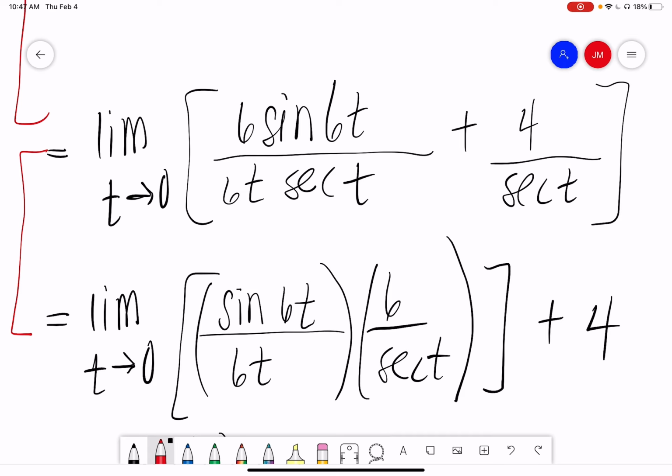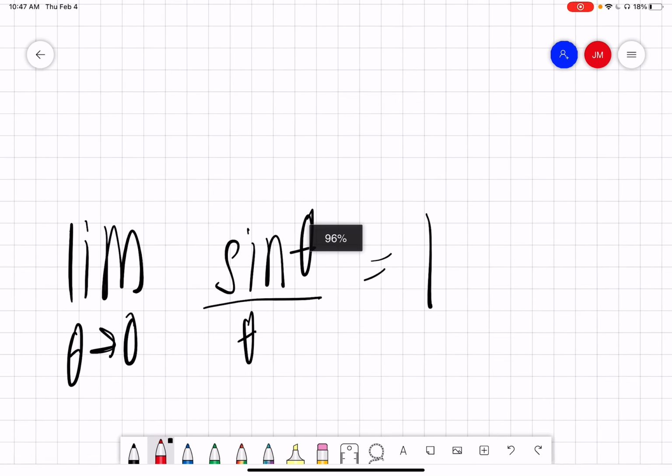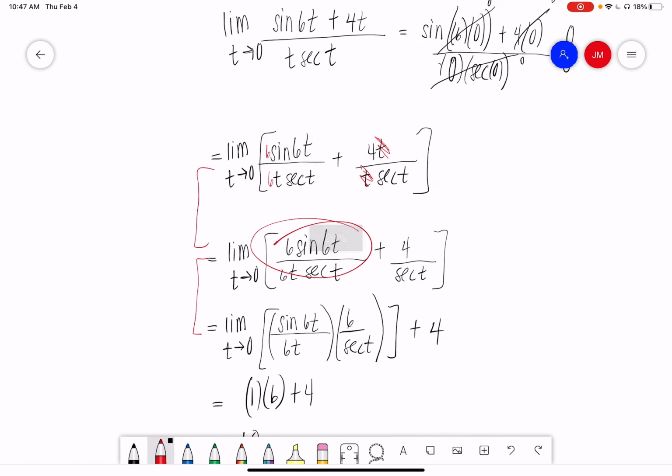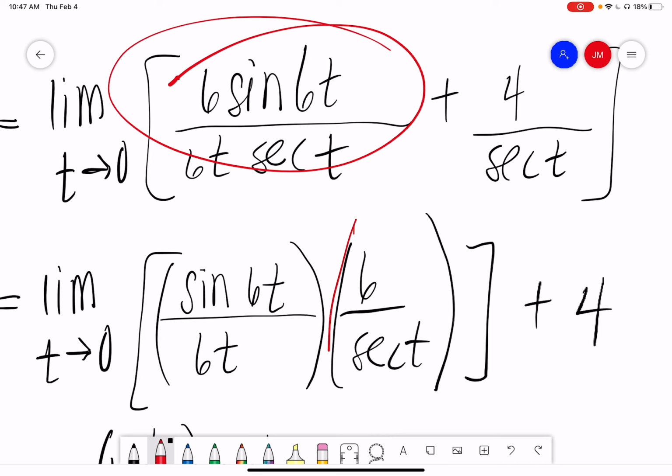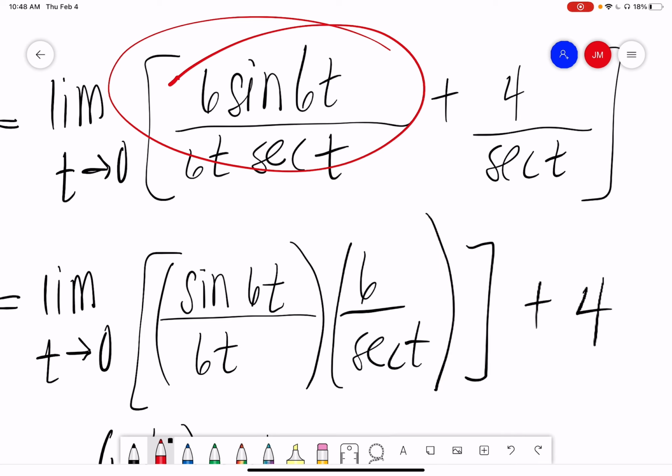And I split this up into my rule so that it fit my rule right here. Everything else went into a different fraction and just multiplied together. I mean, this is equal to this. I just split it up so I could see it better visually. And here's my rule, the sine of 6t over 6t, and everything that was left was 6 over the secant of t.